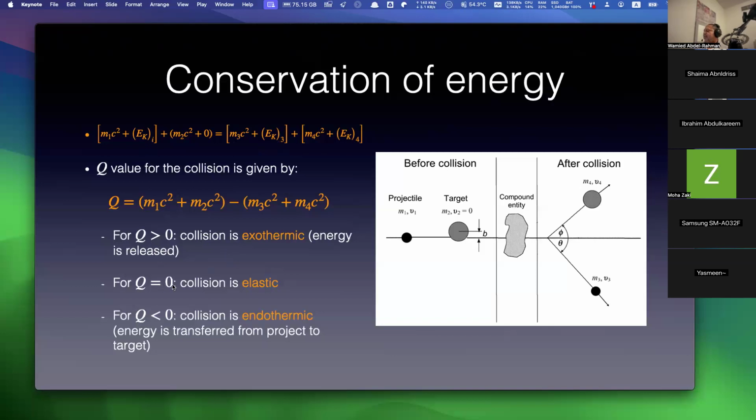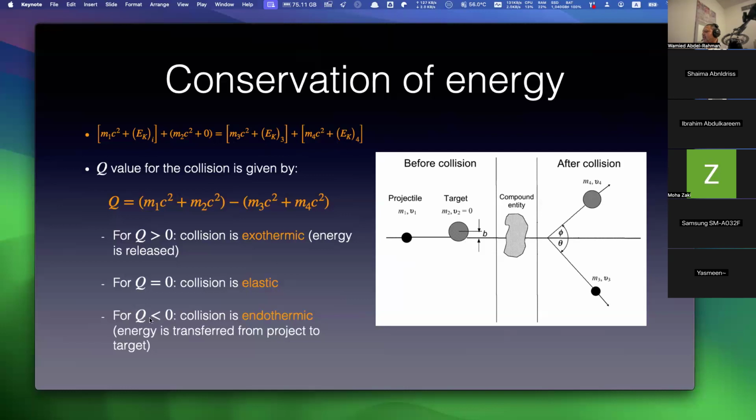Now, when Q equals 0, we say the collision is elastic, meaning that the sum of the energies of these 2 particles is going to equal the energy of the projectile particle.